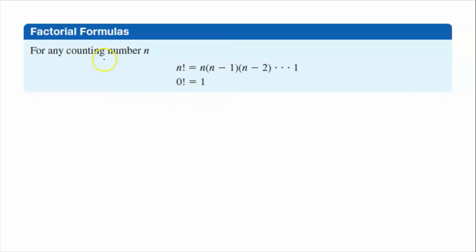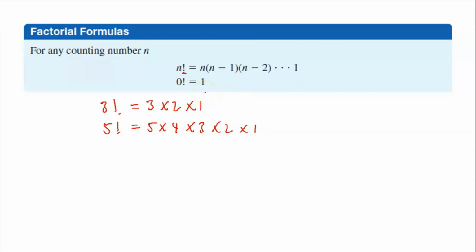Another one is the factorial formula. For any counting number n, the n factorial, which is represented by this symbol, equals n times n minus 1 times n minus 2 until times 1. So let's say we have 3 factorial. The 3 factorial equals 3 times 2 times 1. And if we have 5 factorial, we will get 5 times 4 times 3 times 2 times 1. And 0 factorial always equals 1.